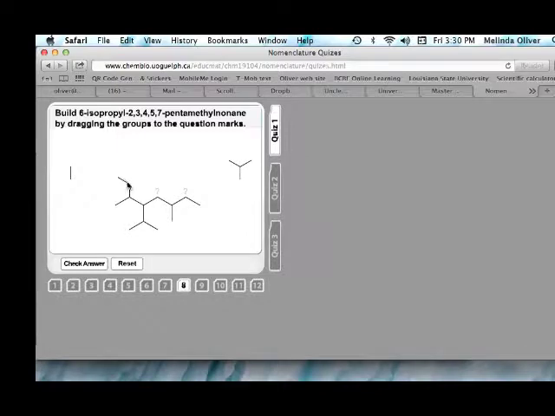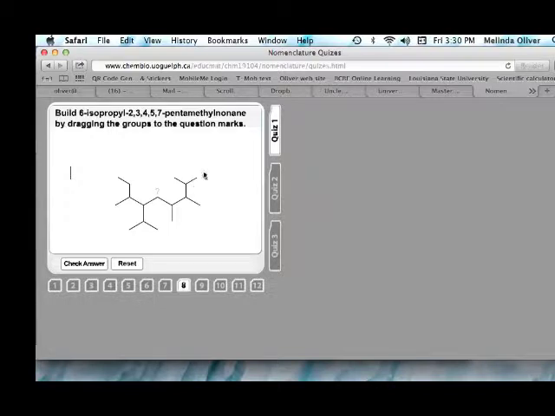So now 1, 2, 3, 4, 5, 6, 7, 8. I'm almost there. If I put this group here, and then here's how I'm going to count: 1, 2, 3, 4, 5, 6. This is an isopropyl group right here. 7, 8, 9. So there's my longest chain right there.